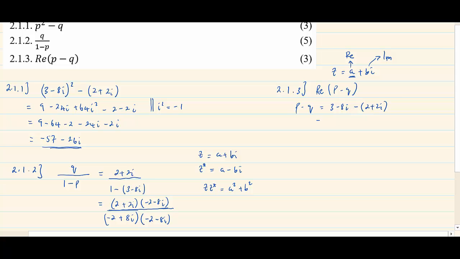Okay, so this is going to give me 3 minus 2 and minus 8 minus 2i, so that's i, and so your final answer is going to be 1 minus 10i. Okay, so when you look at this, the real part of this expression is equal to 1, so therefore the real part of P minus Q is going to equal 1.